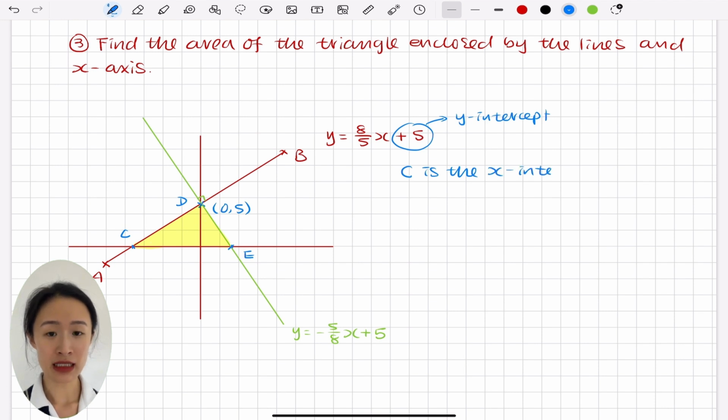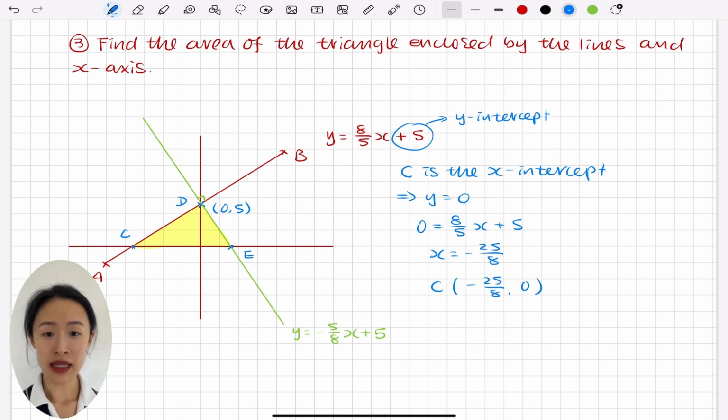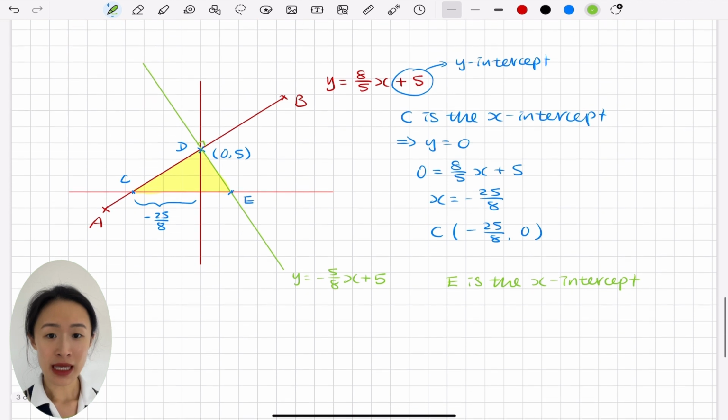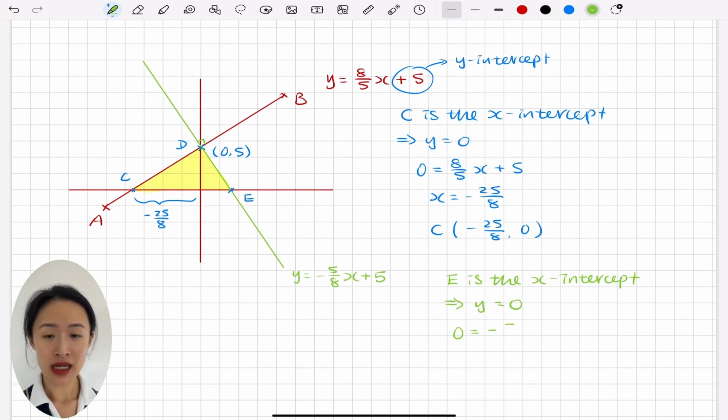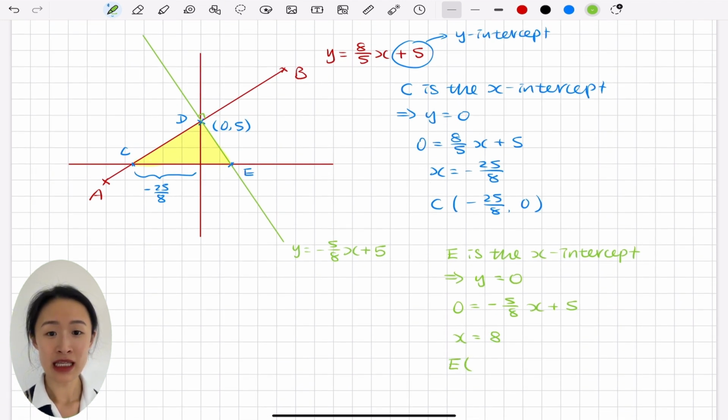In order to find the x-intercept, we need to let y equal to 0 and solve for x. So 0 equal to 8 over 5x plus 2, because it is a point on the line AB. So we needed to use the equation of the line AB. And then we worked out x is negative 25 over 8. The distance is positive, which is 25 over 8. Similarly, we needed to work out the coordinates of E because we needed the distance of OE. So again, I let y equal to 0, and this time it is a point on the perpendicular bisector. Therefore, I'm going to use the equation of the perpendicular bisector and work out that E is 8, 0.